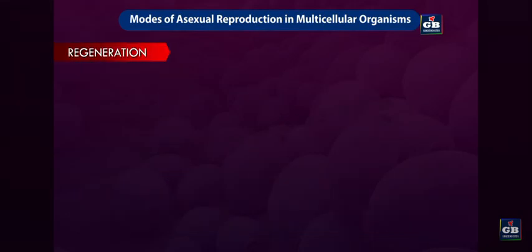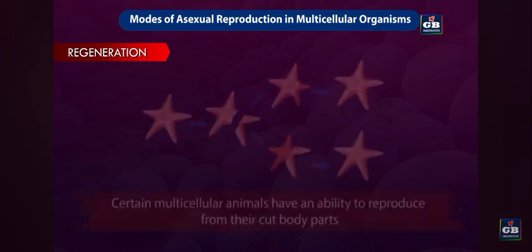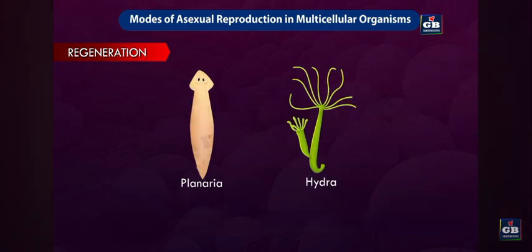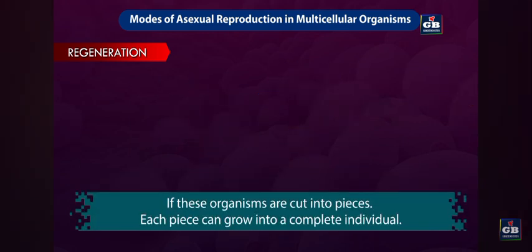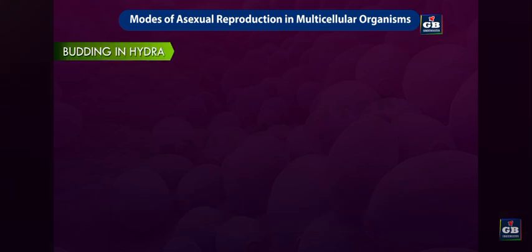Next, regeneration. Certain multicellular animals have an ability to reproduce from their cut body parts. For example, planaria and hydra. If these organisms are cut into pieces, each piece can grow into a complete individual. This is called regeneration.